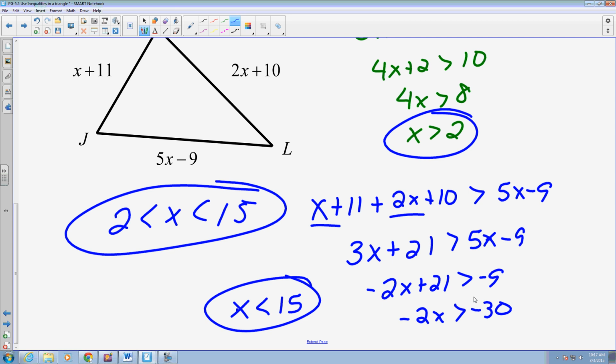Okay, and that is being able to use inequalities in triangles.